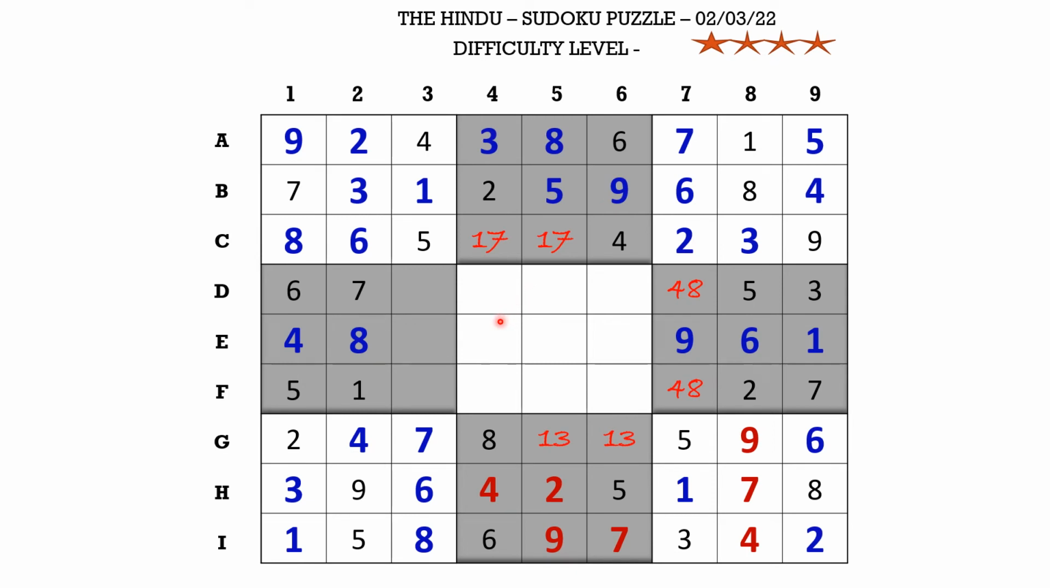Let's try to fill the central block. There is a 6 here in B row and a 6 here in E row, which blocks these 2 rows. There is a 6 in column 6 and there is a 6 here in column 4, which blocks these two columns. So 6 goes in E5, sorry, in F5.